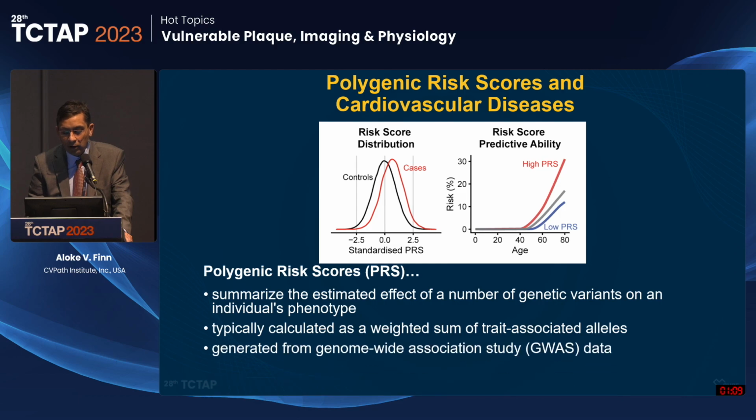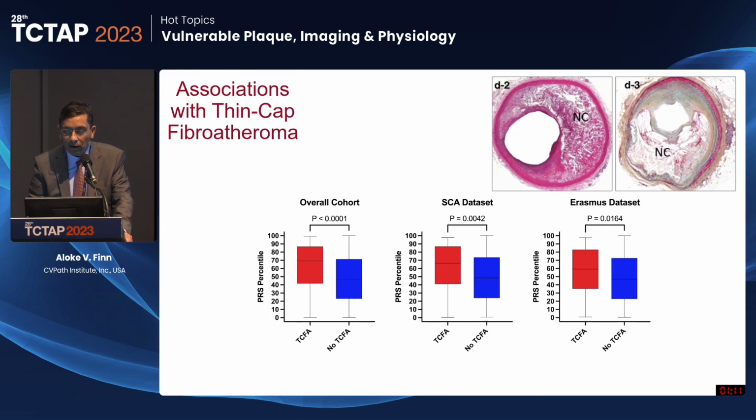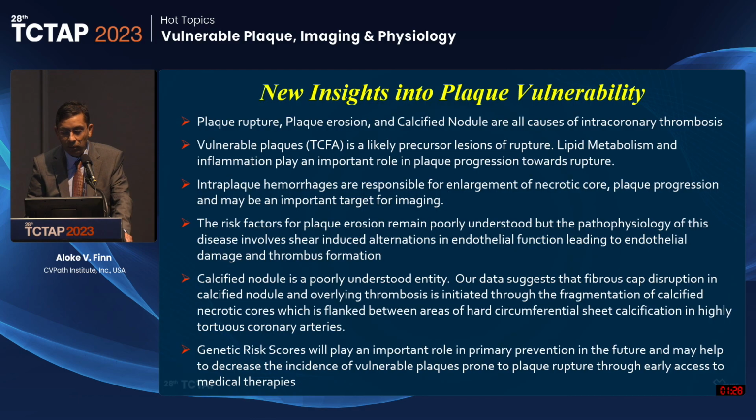And you can see here, if you look at our database of vulnerable plaques and see how many people had thin cap fibroatheromas, it turns out the polygenic risk score was much higher in those that had vulnerable plaques than in those who did not. So you can see it can be used as a predictive way to try to identify who is going to harbor vulnerable plaques. So I think I've shown you some insights into the pathology of plaques.